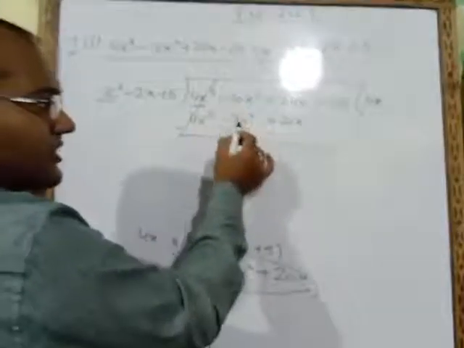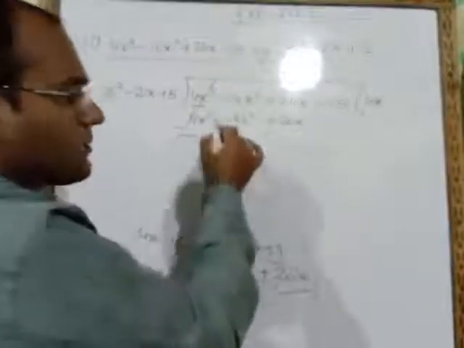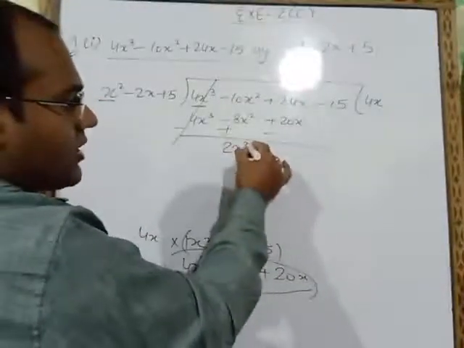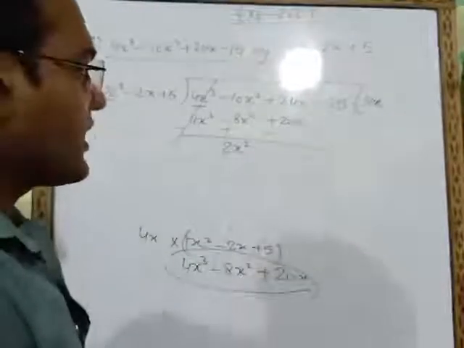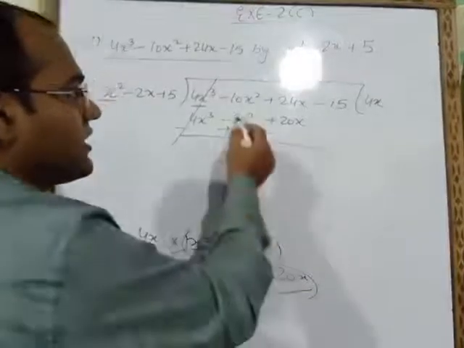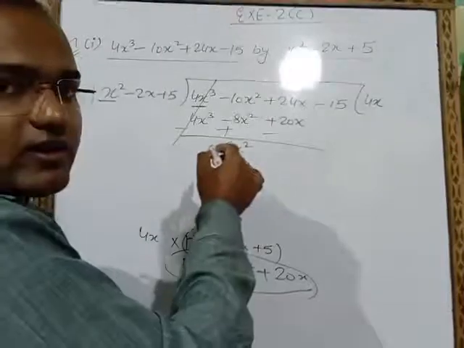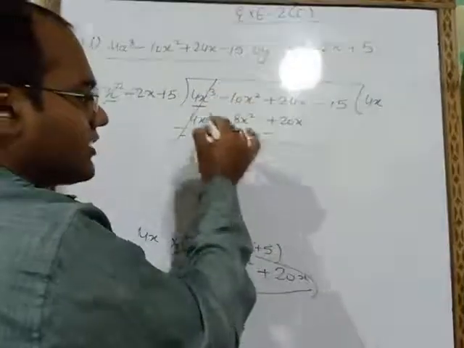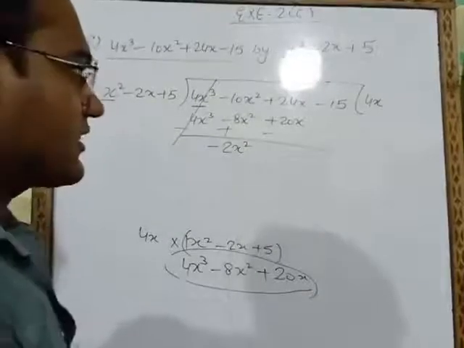This is minus 10 and this is plus 8. Minus plus minus, so we will subtract them. Answer will be 2x square. Now which sign we have to put? We have to put the sign of the greater number. Which one is greater? 10 is greater. What is the sign of 10? Sign of 10 is minus. So in the answer also we will put minus sign.